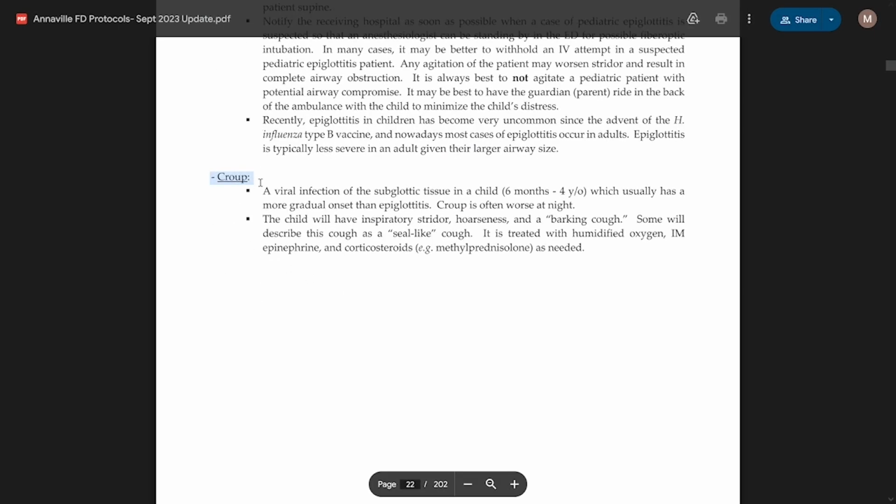There's also croup, which is also terrifying, a viral infection of the subglottic tissue in a child between 6 months to 4 years old, which usually has a more gradual onset than epiglottitis. Croup is often worse at night. The child will have an inspiratory stridor, hoarseness, and a barking cough. Some will describe the cough as seal-like. It is treated with humidified oxygen, intramuscular epinephrine, and corticosteroids such as methylprednisolone as needed.